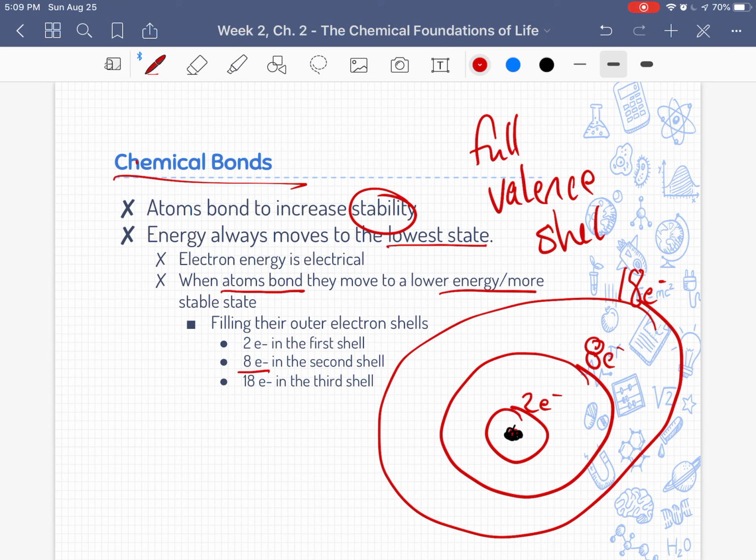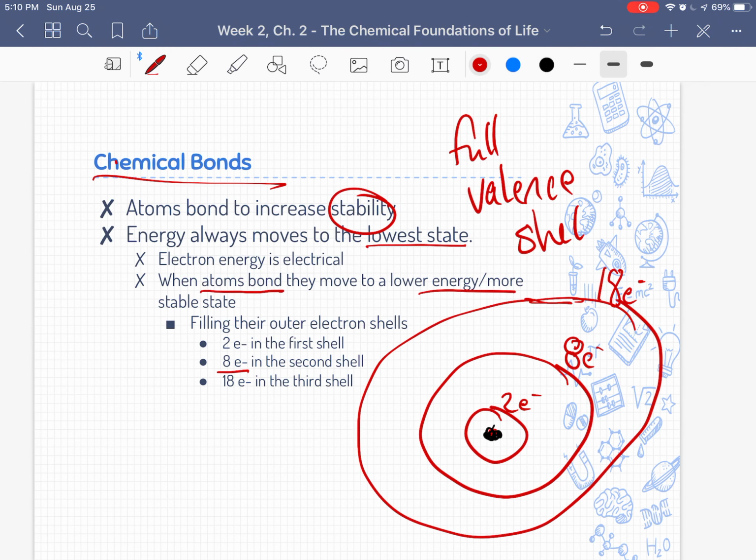Now, if there are 18 electrons in this third valence shell, then the atom is stable. It's not going to be very reactive. If there are 8 electrons in this third valence shell, then the atom will be stable. It won't be very reactive. But if there are 17 electrons here, that means there's space for one more. And that atom that has 17 in this third shell is going to be reactive. It's going to want to attempt to fill that valence shell, and it's going to do that by bonding to another atom.